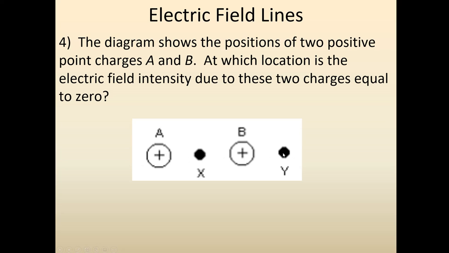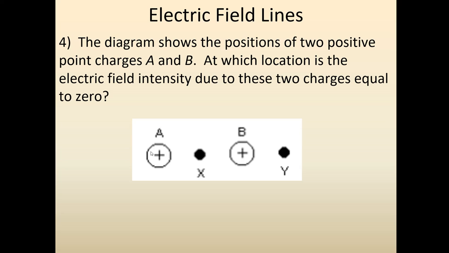Remember, we're talking about what would a proton do. I put a proton here, it would be pushed to the right, caused by A and by B. But if I put a proton here, A is going to push it to B, but B is going to push it to A. So right directly in the middle, if A and B are the same charge, same value charge, they're going to exert the exact same force opposite each other.